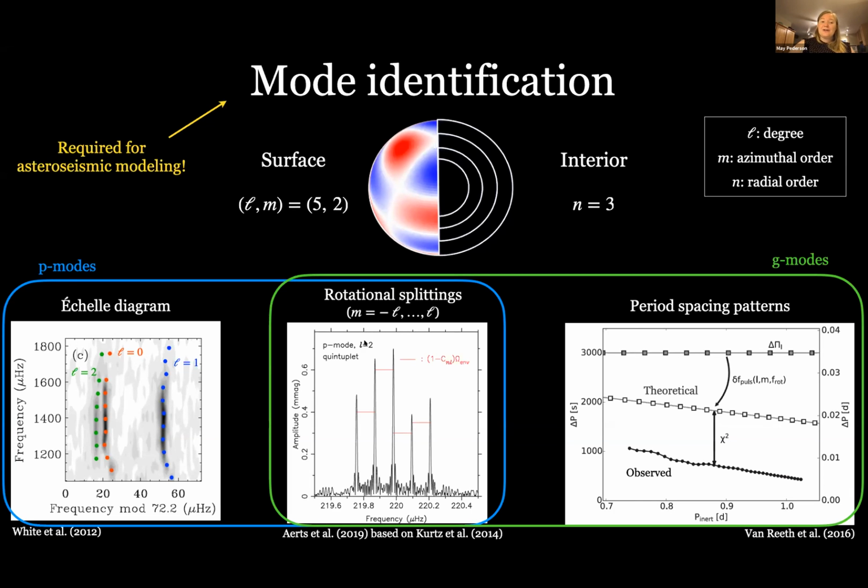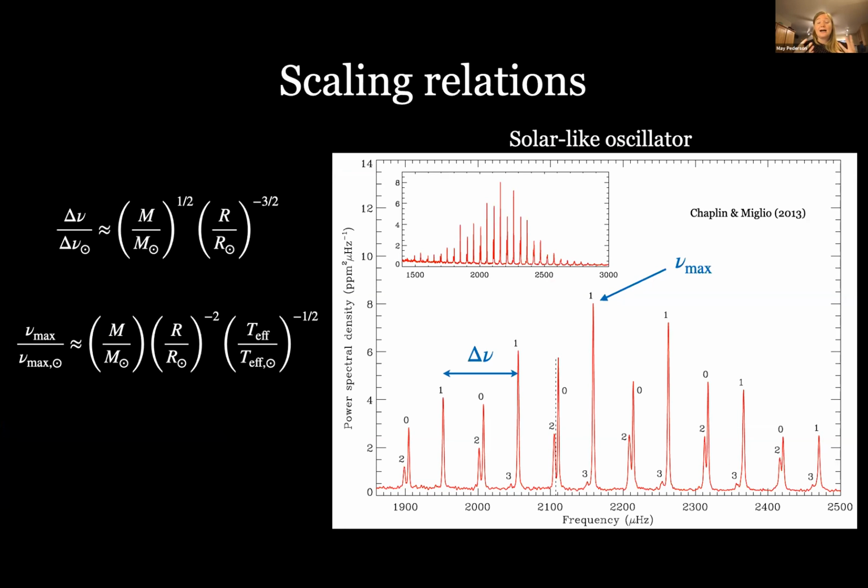Now, we do have ways to learn about some properties of the stars without having this mode identification, such as the solar-like stars, which oscillate in pressure modes and have this characteristic comb-like feature in the power spectrum. The case for these stars is that the large frequency separation between modes of the same degree L and the frequency of maximum power can be used in combination with the effective temperatures to estimate the mass and radius of the stars, and thereby tell us about the stars themselves.